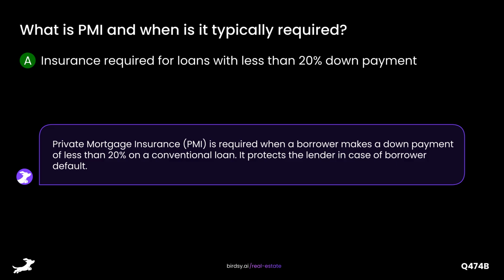Private mortgage insurance is required when a borrower makes a down payment of less than 20% on a conventional loan. It protects the lender in case of borrower default.